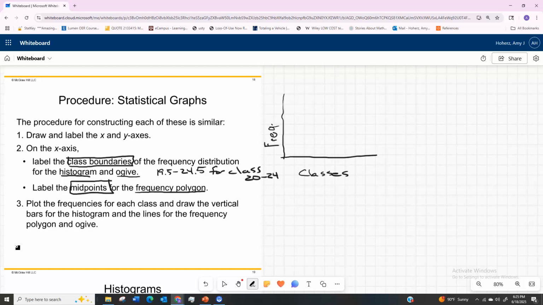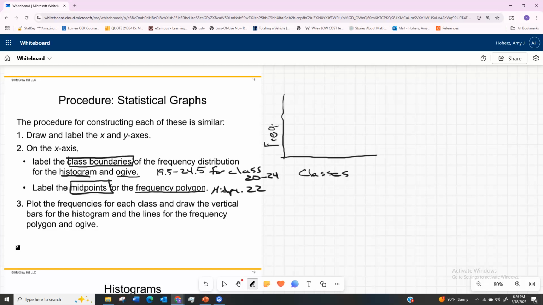So in this case, the midpoint from 20 to 24, if we average, 20 plus 24 would be 44, divided by 2 would be 22. So the midpoint in that case would be 22. So for that class, we would use the midpoint of 22. We wouldn't use the boundaries or the upper and lower limit for the class. We would use the midpoint. And that's the difference between the three.